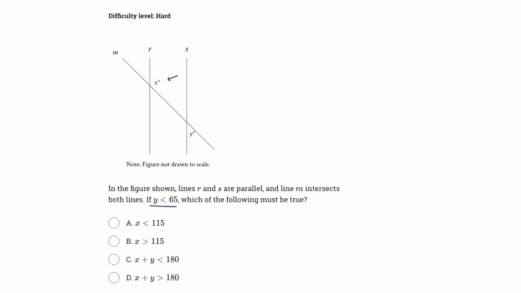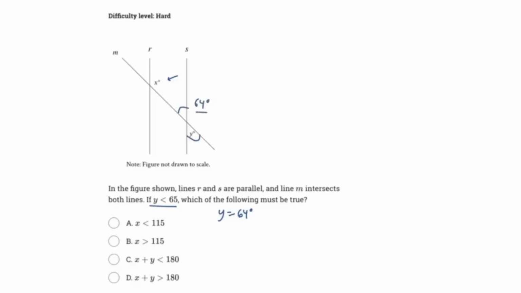And because it says Y has to be less than 65, and which of the following must be true for all values of Y, we could just plug in a random value for Y. So let's just call Y 64 degrees, right? Because that satisfies that equation. And so now we know that this Y right here is 64 degrees. And so the angle opposite of that, that's going to be vertical angle. So this is also going to be 64 degrees.